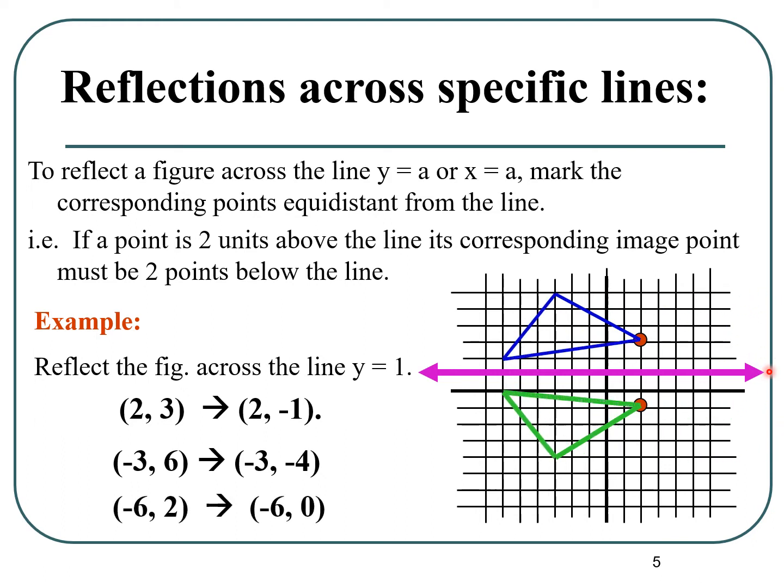So the last one, we have (negative 6, 2). Since it is 1 unit away from the reflection line, we have the reflected image point, which is 1 unit from the reflection line too. Okay? So we have here (negative 6, 0). So that is how we reflect a figure across line y equals a.